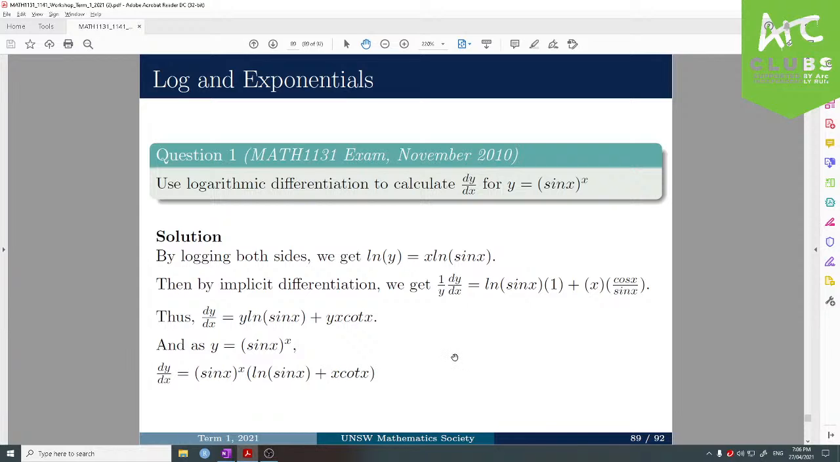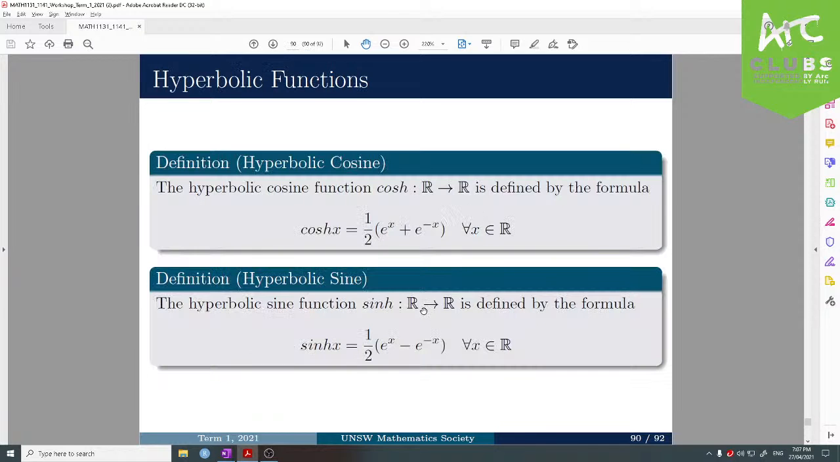All right. Now the final section of MATH1131 and 1141 is hyperbolic functions. So this is something that will be new to most of you, and there's two main definitions they provide you with. One is cosh x and one is sinh x. There's also tanh x and all the other ones, but all the other ones can easily be defined if you know what cosh x and sinh x are, right? So let's get through the first definition.